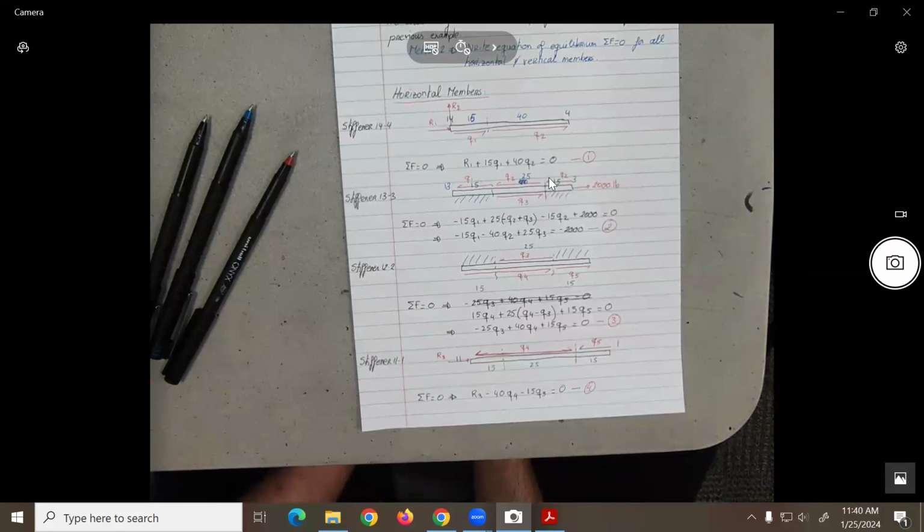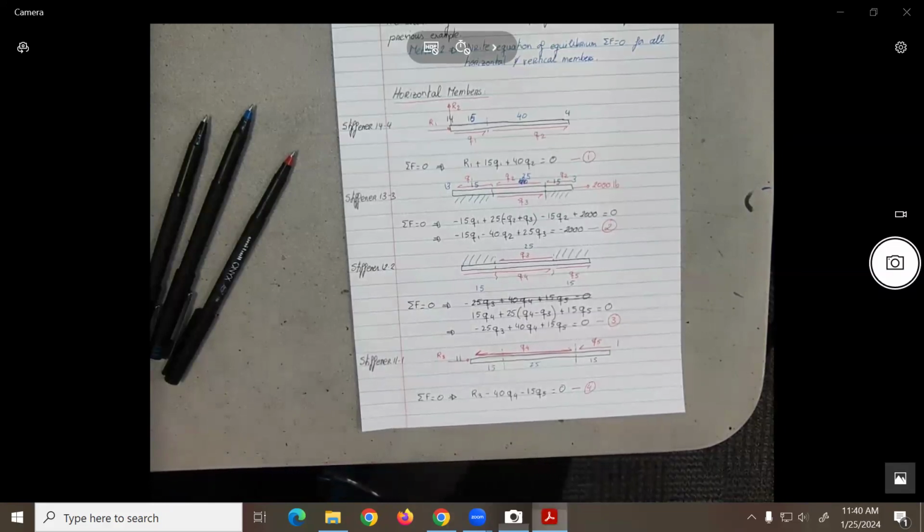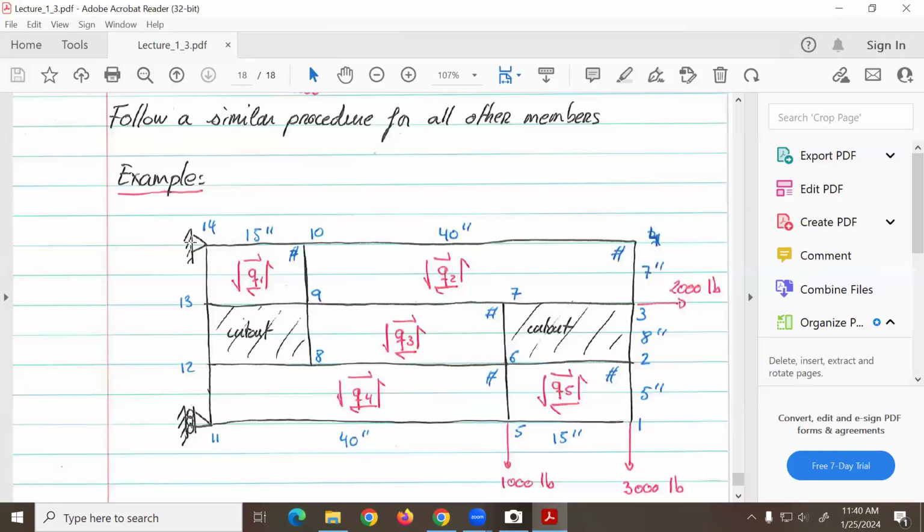What is stiffener 14.4 has a vertical reaction but not 11.1? Okay, so I think the question is because here we have the supports. Oh, okay, support here, and these ones don't have it. Okay, this one, we have here the 2000. Does that answer the question? Yeah. Okay.